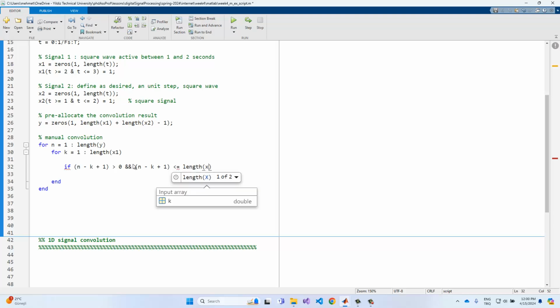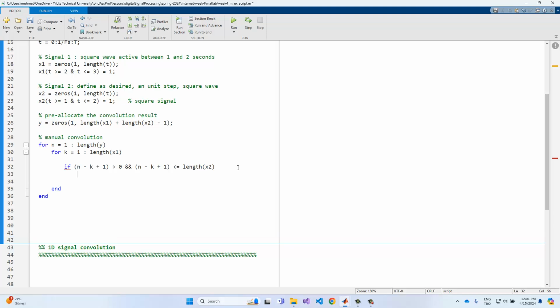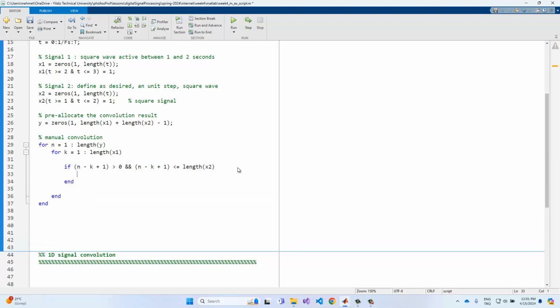The length of x2, because we have a convolutional pattern up to what? Up to the x2 signal. Okay. So we can give the n in here, and y[n] at each time is y[n] plus x1[k] times x2[n minus k plus 1]. Okay. We can calculate the whole convolution based on the what?